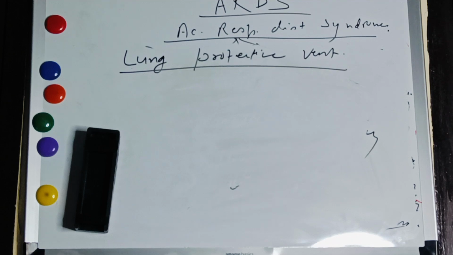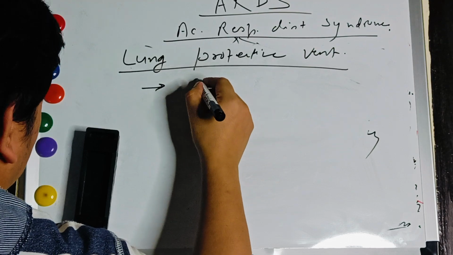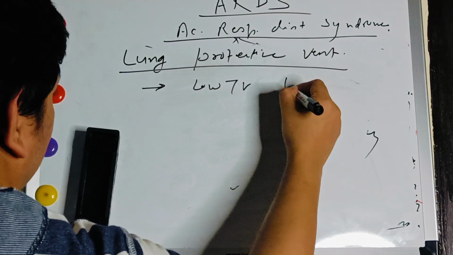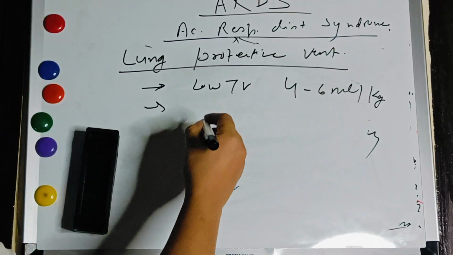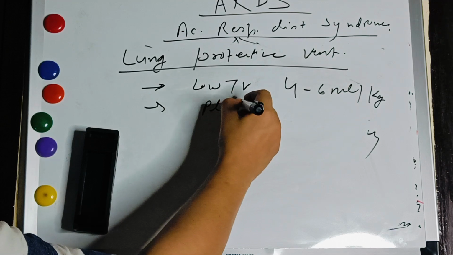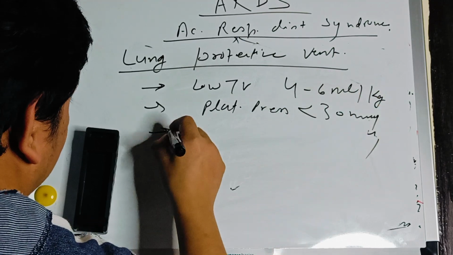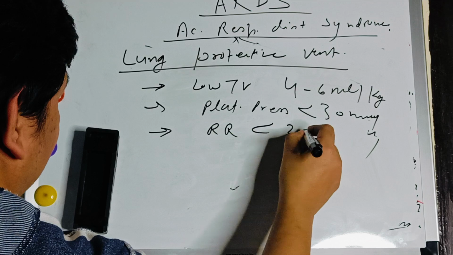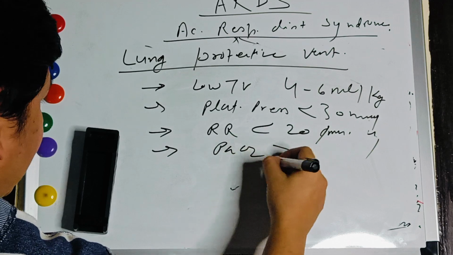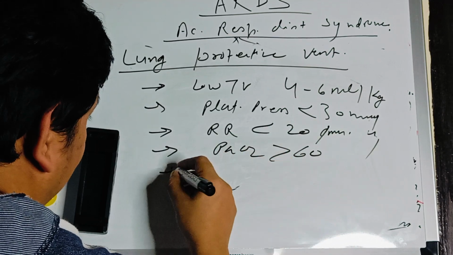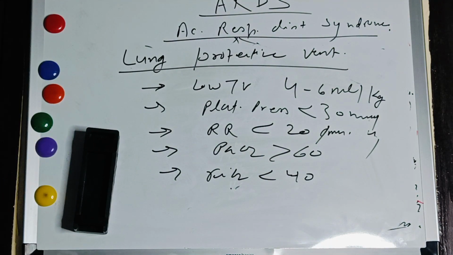How to proceed with lung protective ventilation? The target is a low tidal volume, 4 to 6 ml per kg body weight, and plateau pressure has to be below 30 mmHg, and respiratory rate should be below 20 per minute, and PaO2 should be above 60 on FiO2 less than 40. So these are the targets.